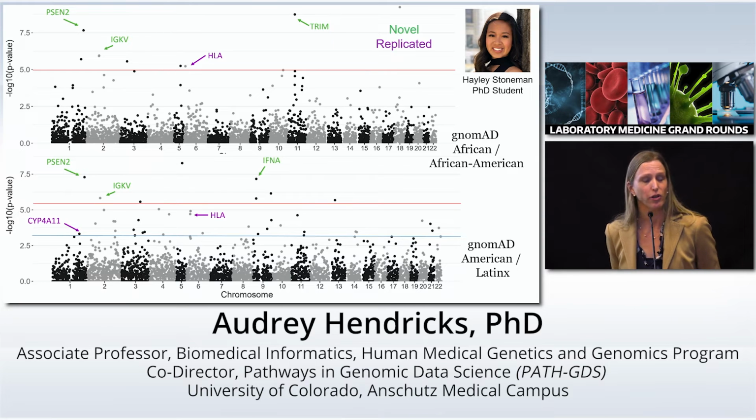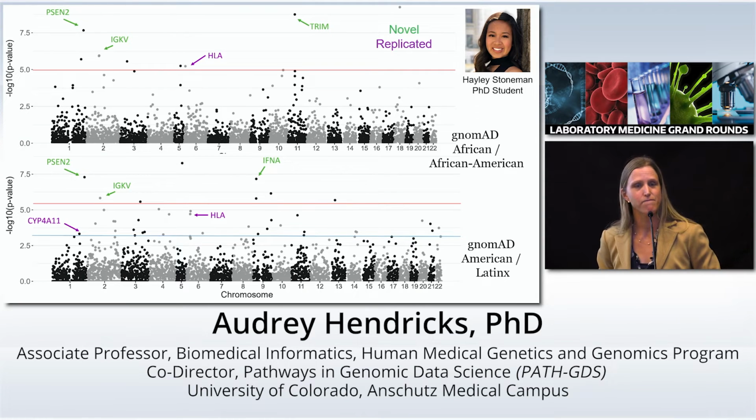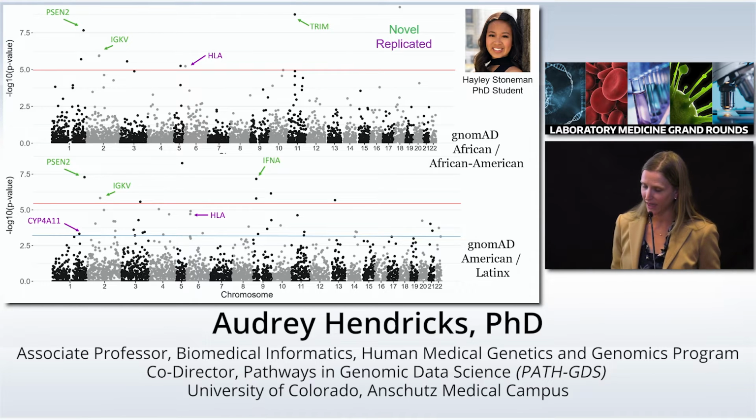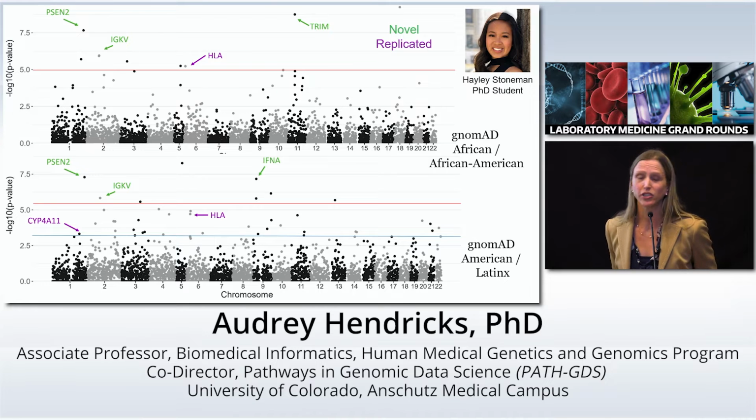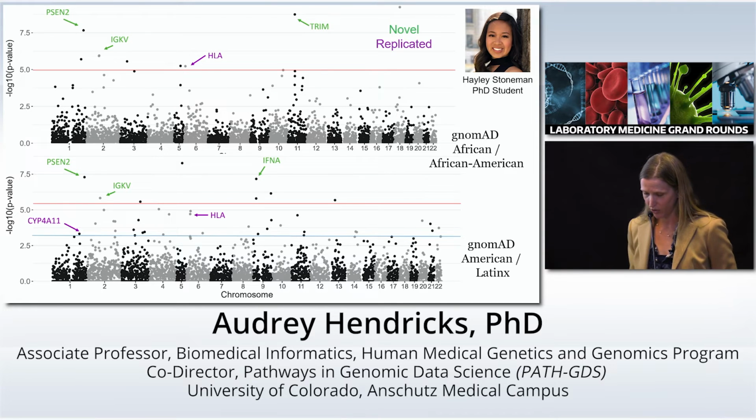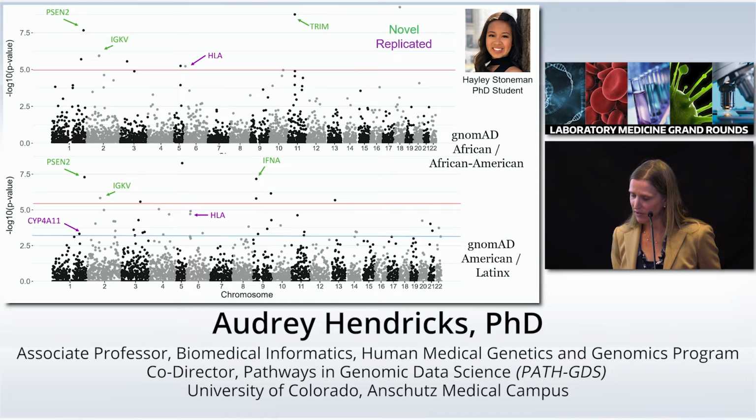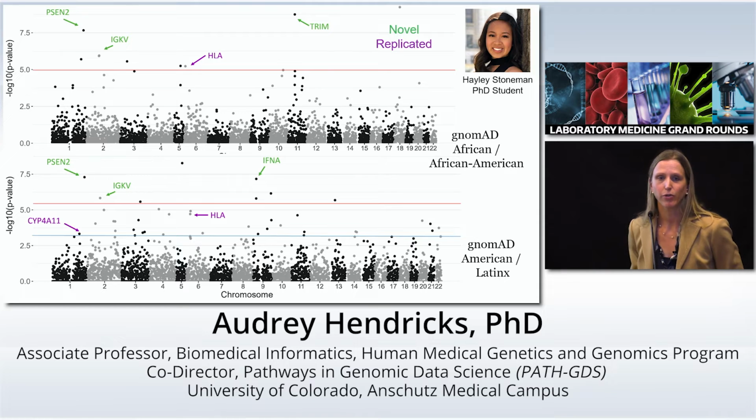We can also, with our local ancestry, do a selection scan across the genome. So the top is for gnomAD African American, and the bottom is gnomAD American Latinx. Now we see some signals we would expect. We see the HLA region come out, which we expect it to do for selection. We also see a bunch of regions that are related to immune response, which is also something that we might expect to see come out. So IGKV right here and the TRIM region are both related to immune.